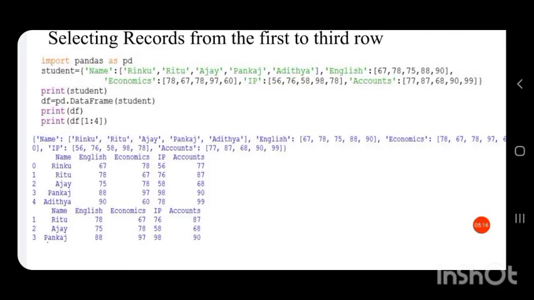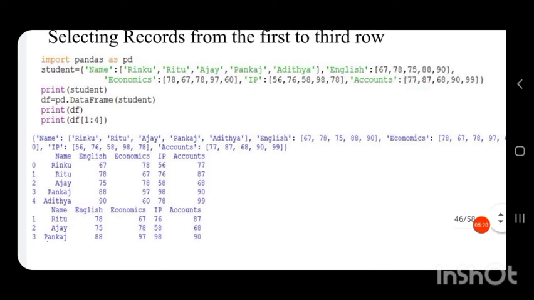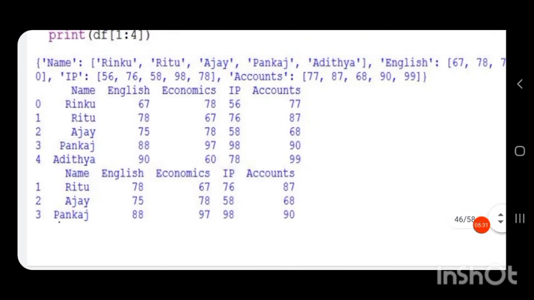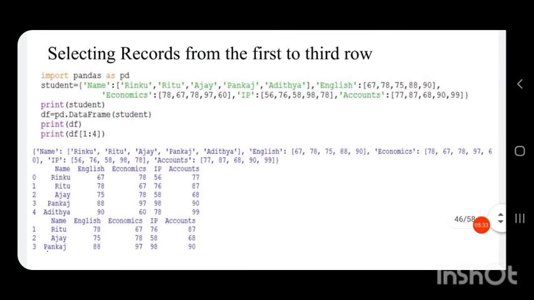values from 1 to 4 minus 1, that is 1 to 3. So the output obtained will look like this. It has all the columns, but it has the rows from row index 1 to 3 only. So to select records, we use the slice function in a data frame.